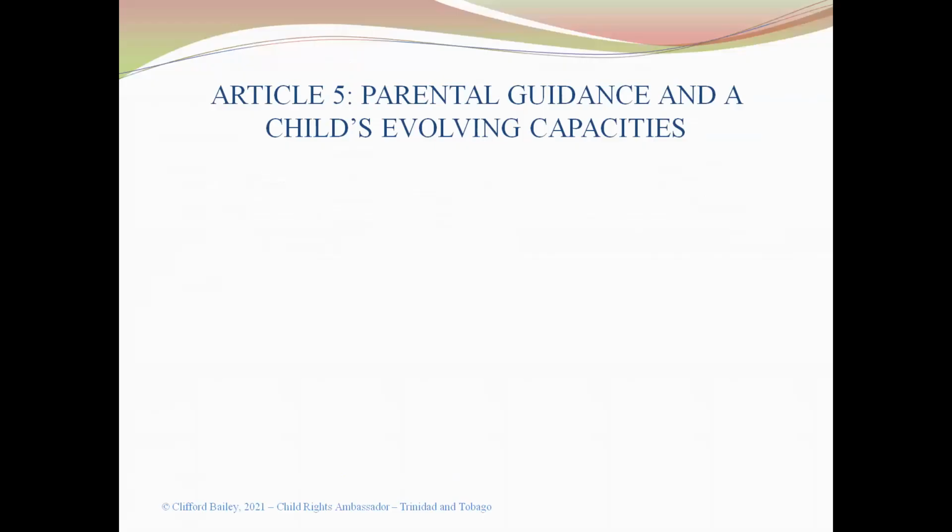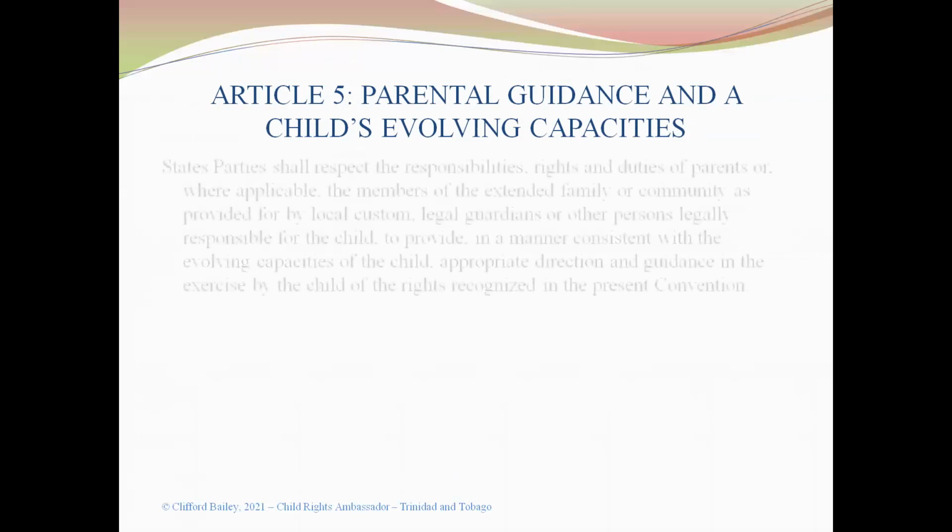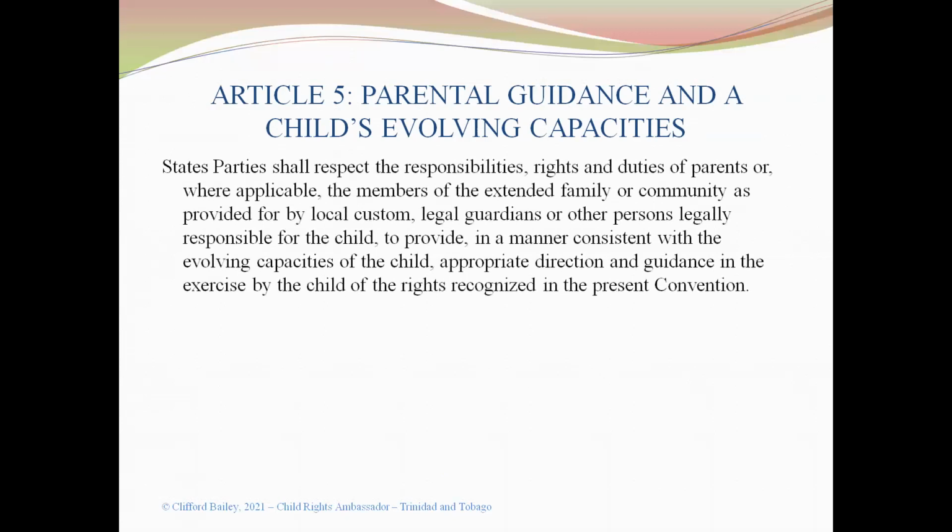Article 5. Parental guidance and a child's evolving capacities. States parties shall respect the responsibilities, rights, and duties of parents, or, where applicable, the members of the extended family or community as provided for by local custom, legal guardians, or other persons legally responsible for the child, to provide, in a manner consistent with the evolving capacities of the child, appropriate direction and guidance in the exercise by the child of the rights recognized in the present Convention.